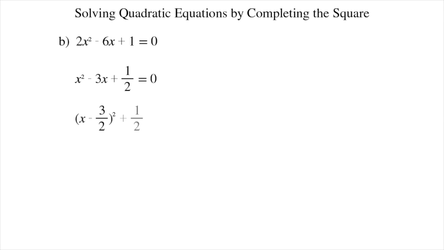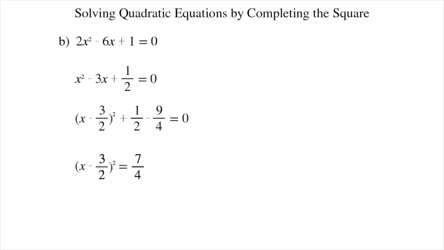For the second example, we have 2x squared minus 6x plus 1 equals 0. That implies that x squared minus 3x plus 1 half is equal to 0. Here, we've just divided both sides by 2. And now we can complete the square. x minus 3 over 2 squared plus 1 half minus 9 over 4 is equal to 0, which gives x minus 3 over 2 all squared is equal to 7 over 4.